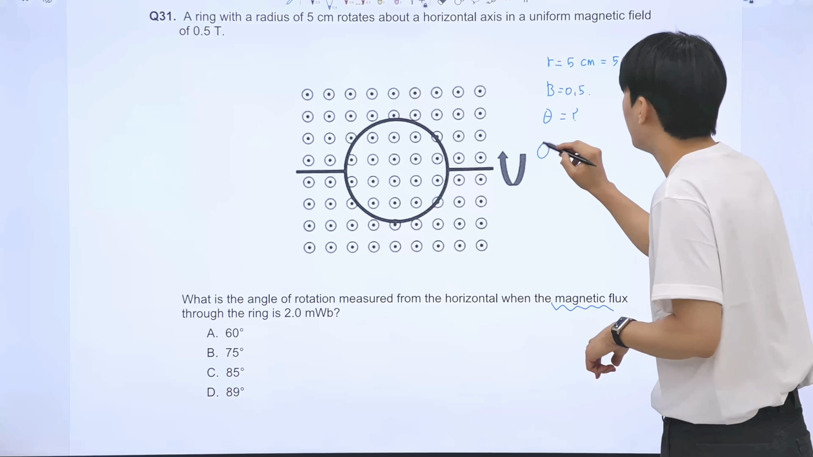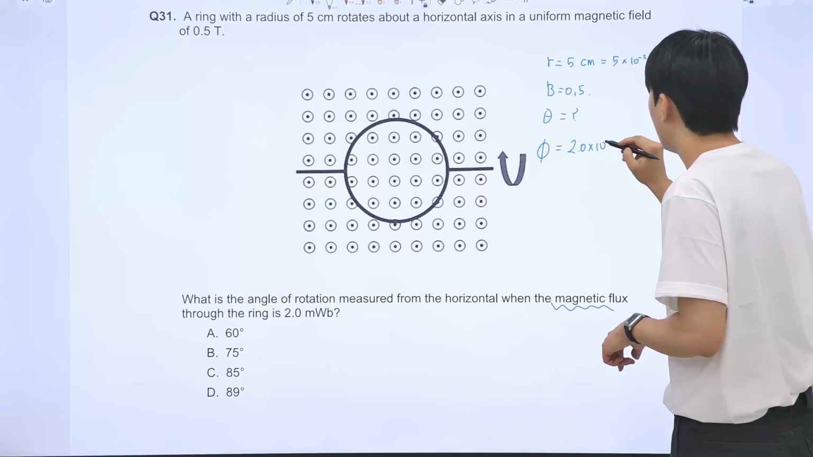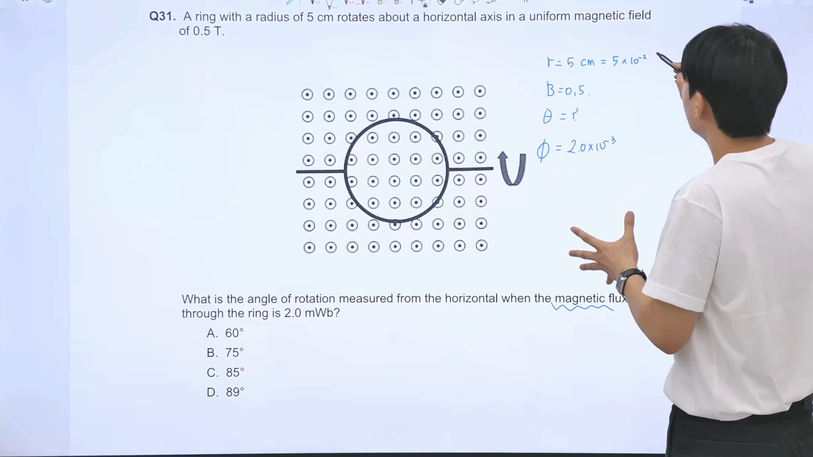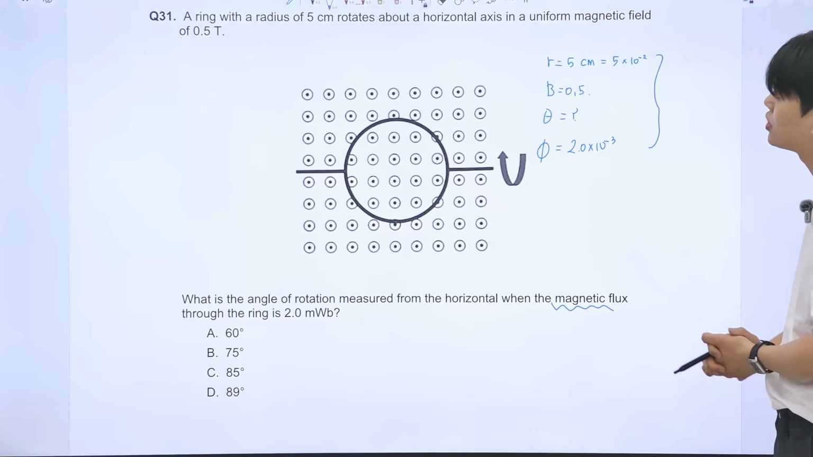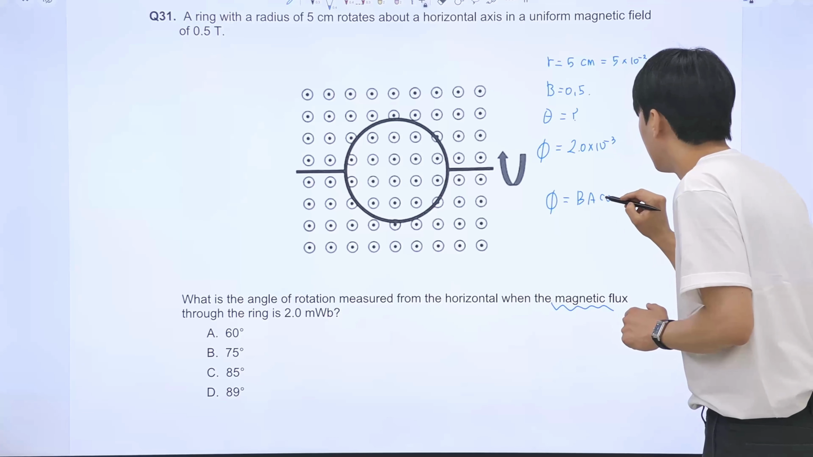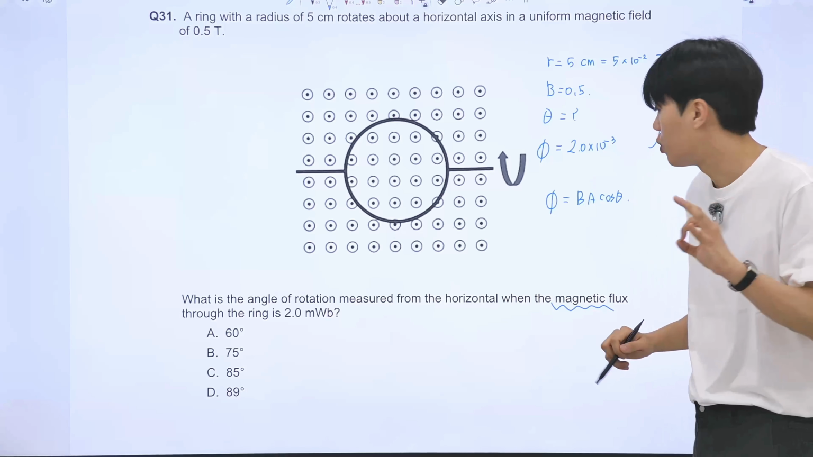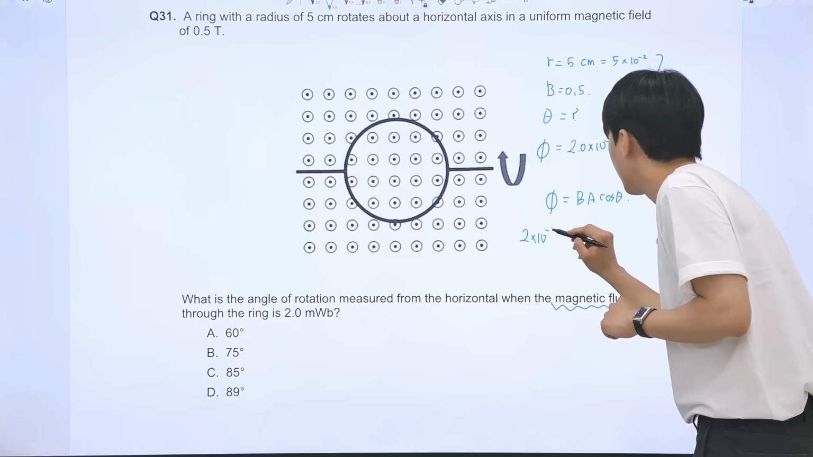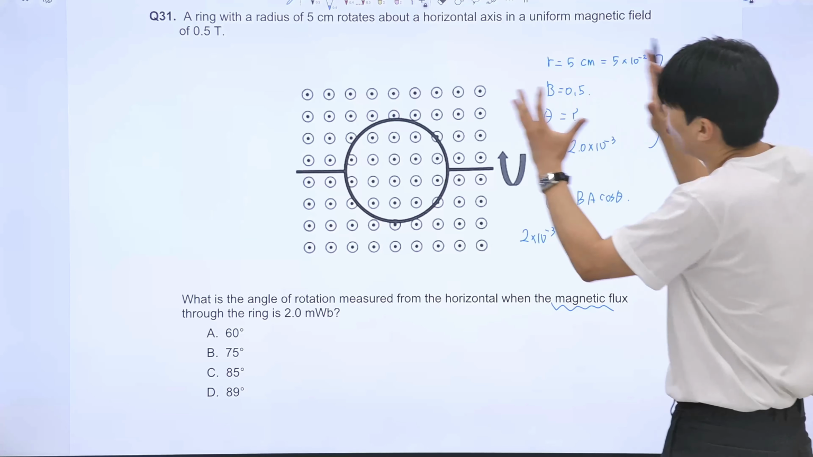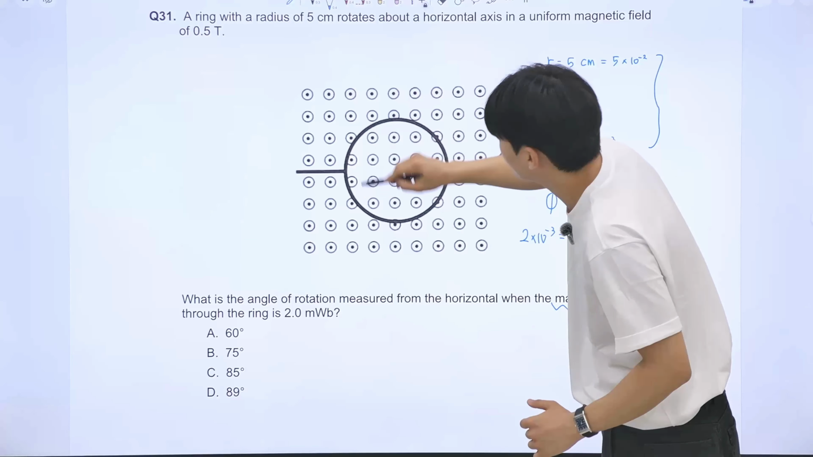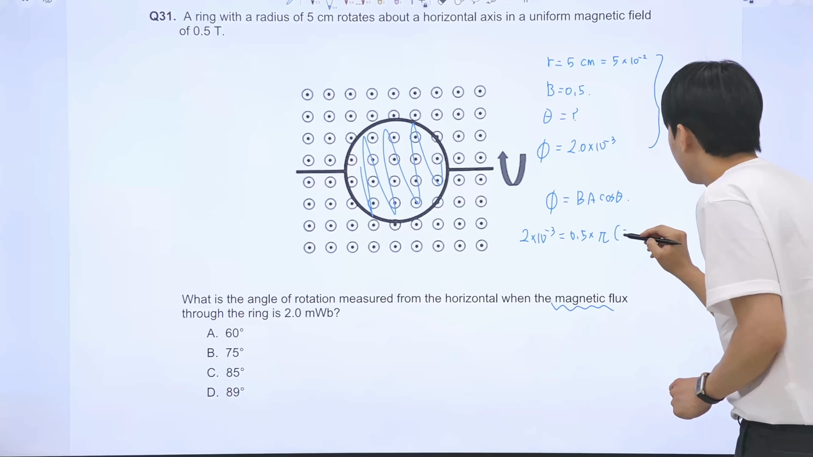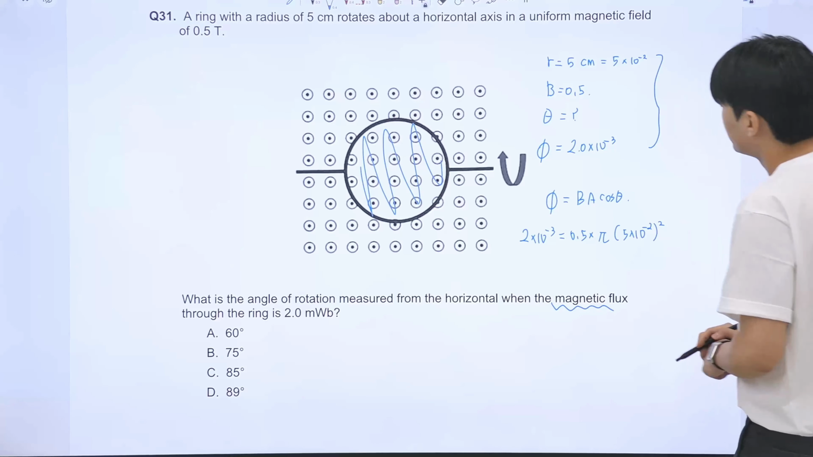So magnetic flux Φ equals 2.0 times 10 to the negative 3 weber. We have these given, but using these conditions, what equation can you think of? For me, I can think of Φ equals BA cosine theta, okay? So we have 2 times 10 to the negative 3 here equals B, which is 0.5, and A. In that case, we have to think one more step because it's a circle, right? So we have to calculate the area, which is pi r squared, pi times r, we have 5 times 10 to the negative 2, squared, times cosine theta.